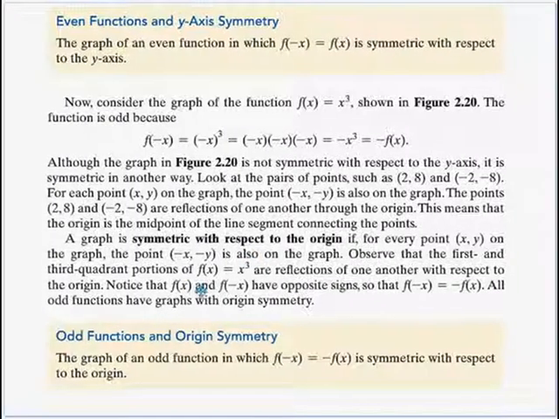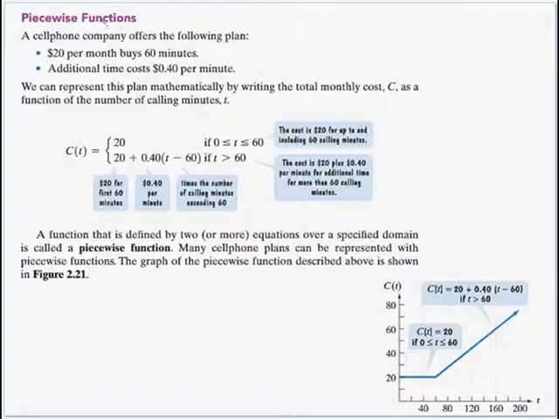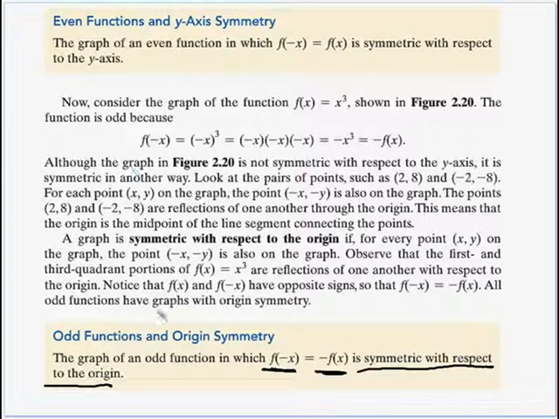On the other hand, odd functions are symmetric with respect to the origin. So the graph of an odd function in which f of negative x is the same as negative f of x is symmetric about the origin, which also means it will pass through the origin. And that's a key point to remember about odd functions and their symmetry.